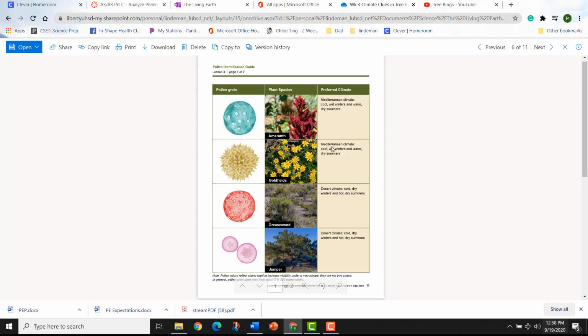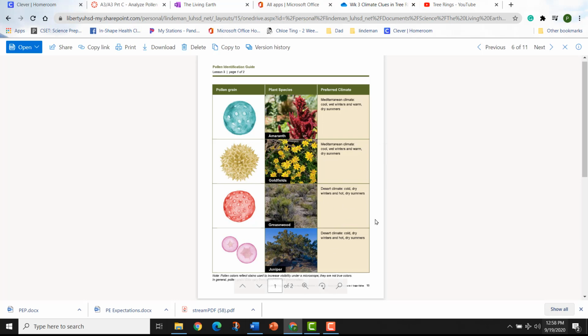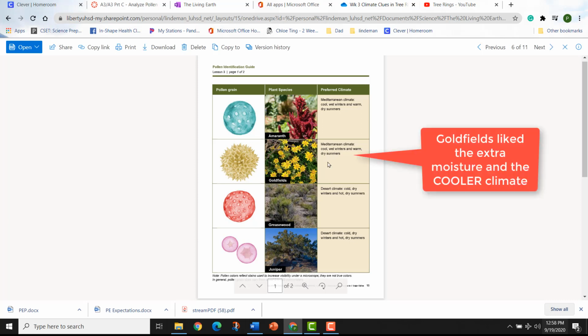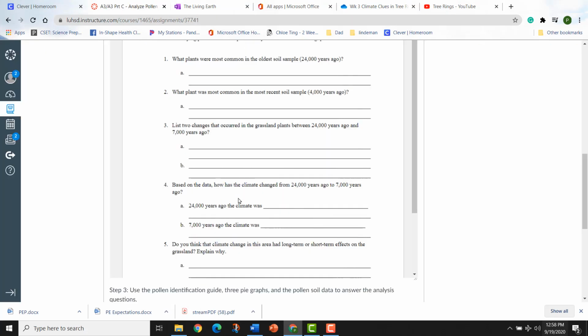So it looks like it got a little bit wetter and maybe a little bit warmer between 24,000 years ago and 7,000 years ago. And because of that, these plants could not survive. They didn't like that climate and they died off. And these guys liked it even more. They could survive in a dry climate, but they really liked extra moisture and they just took off because these guys weren't competing with them and the climate fit them more. And you would mention how the climate has changed.